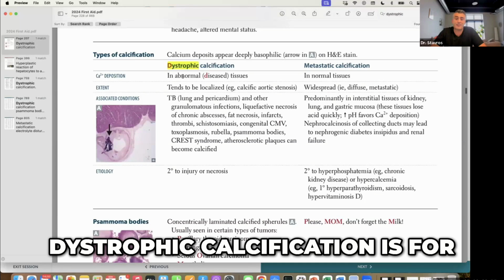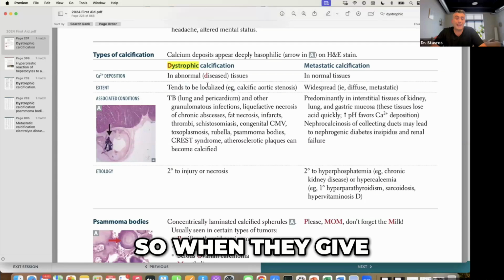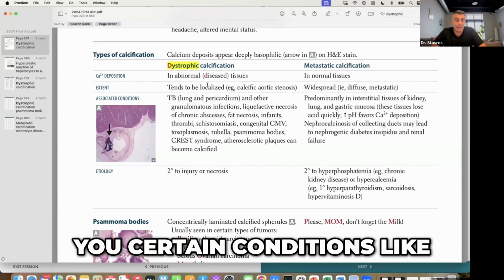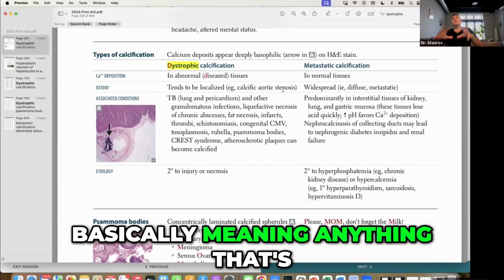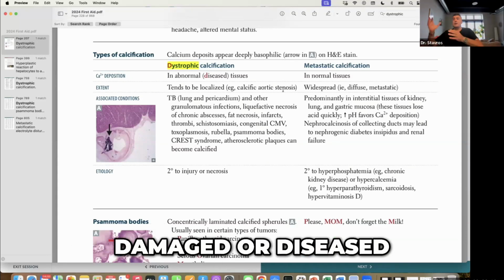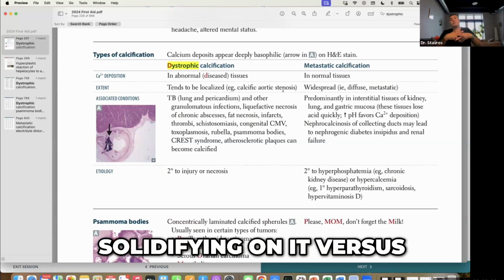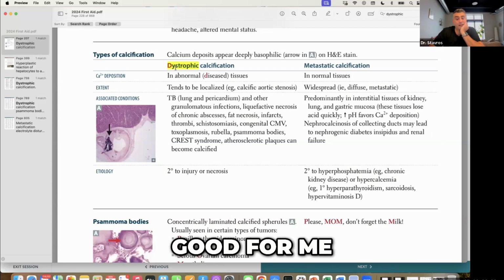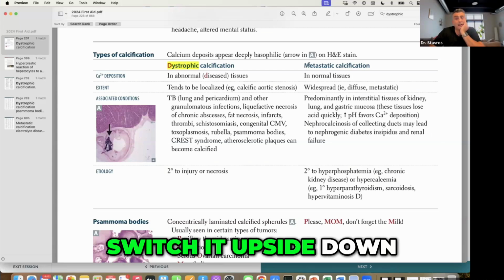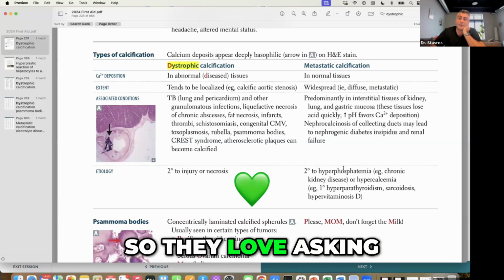Dystrophic calcification is for diseased tissues, D for disease, dystrophy, right? Metastatic, normal. So when they give you certain conditions, like schistosomiasis, rubella, toxoplasmosis, TB, calcified aortic stenosis, basically anything that's damaged or diseased, you'll have calcium going towards it, solidifying on it, versus metastatic is widespread. If you don't remember it, D for disease is good for me. The other way is M, switch it upside down. M is an upside down W, right? Diffuse, meaning widespread.